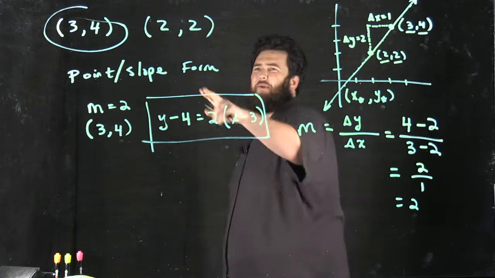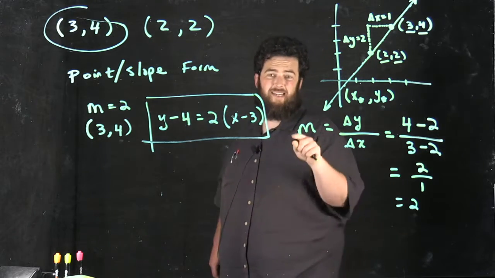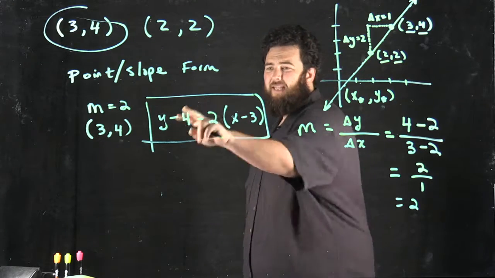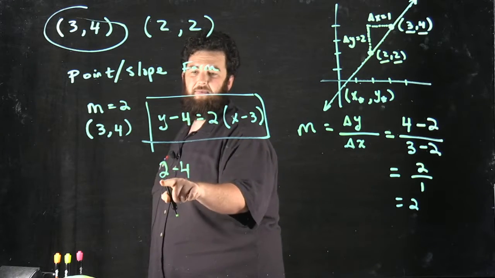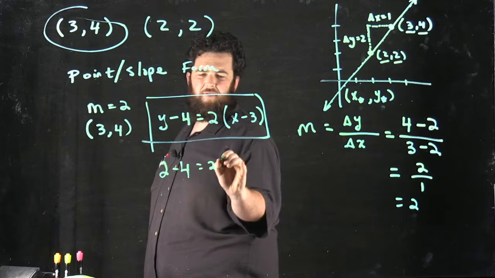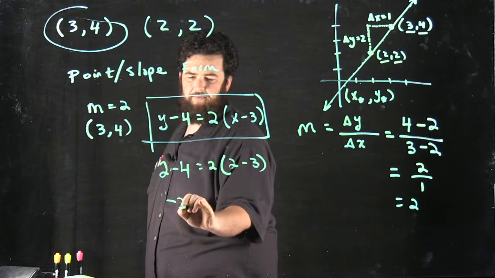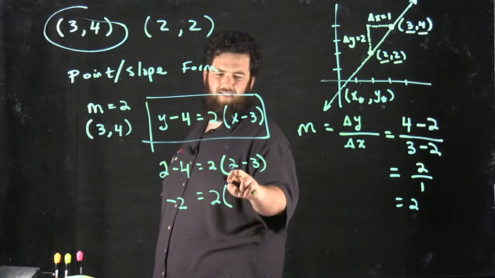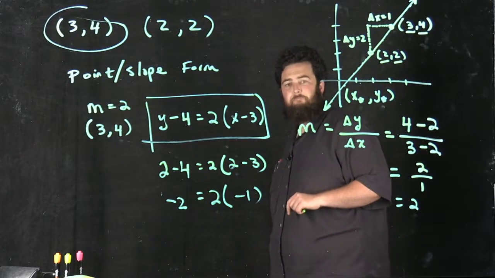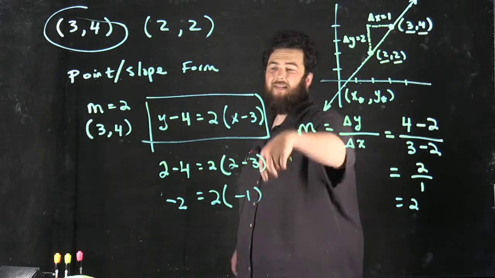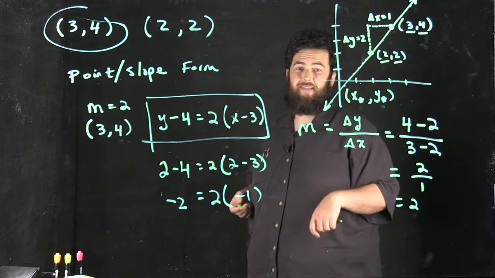What if we plugged in 2 comma 2? Didn't we say that 2 comma 2 lies on this line? Well, if it does, it will indeed make this a true statement. Why don't we see what happens? We have 2 minus 4, that's the y-coordinate from here, equals 2 times 2, the x-coordinate, minus 3. 2 minus 4 is negative 2. And 2 times 2 minus 3 is negative 1. Well, 2 times negative 1 does indeed equal negative 2. The fact that we got a true statement here means that the point 2, 2 lies on this line. That's a nice way to be able to check our answer, right?